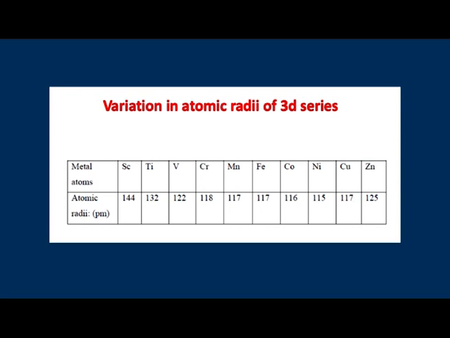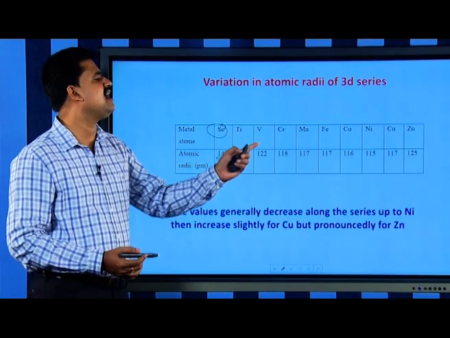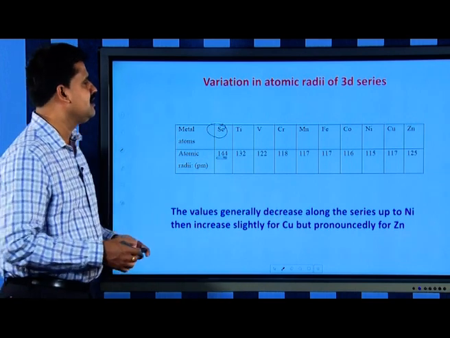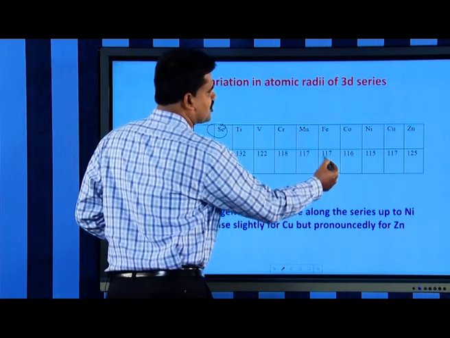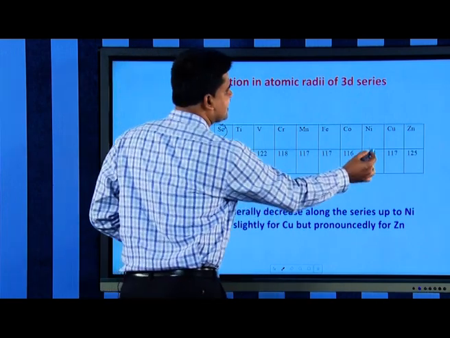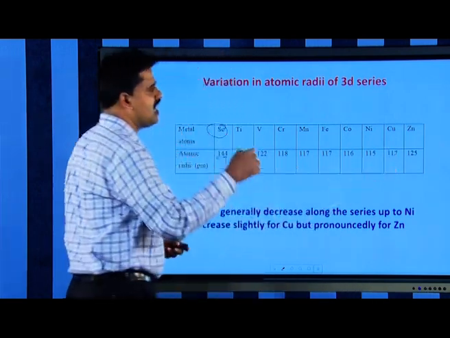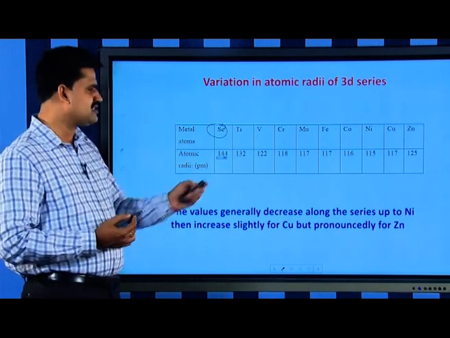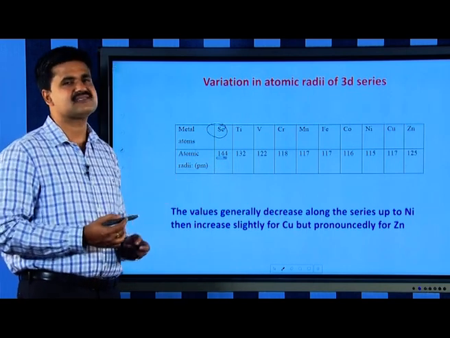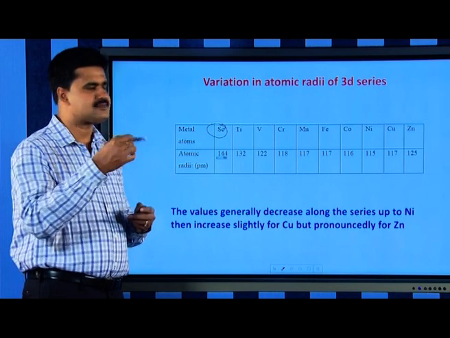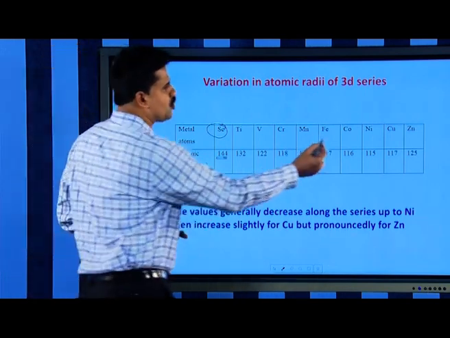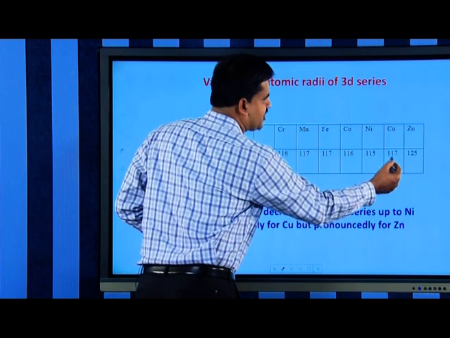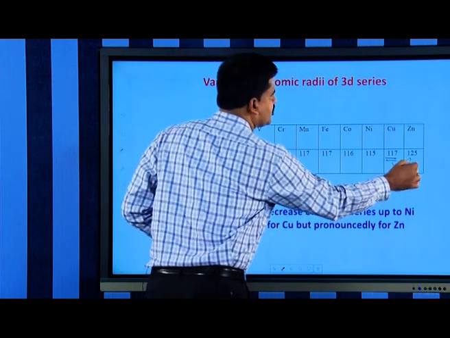From this, it is clear that the leftmost element, that is scandium, is associated with an atomic radius of 144 picometer. We can see a gradual decrease, with some anomalies. Here 117 is constant for manganese and iron, then there is a slight decrease, then there is an increase for copper, and up to zinc there is a sudden increase. That is, the values generally decrease along the series up to nickel, then a slight increase for copper, then this increase is pronounced for zinc. That is, from copper to zinc, the atomic radius value increases from 117 to 125.